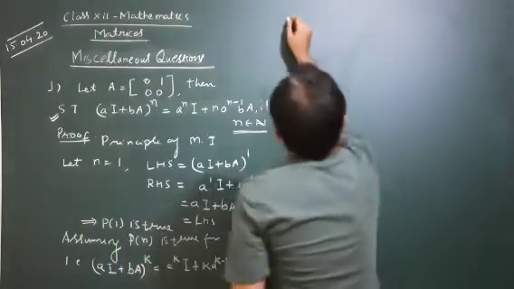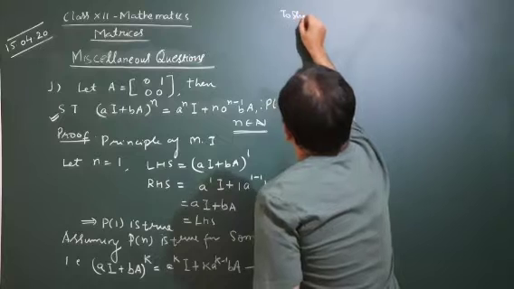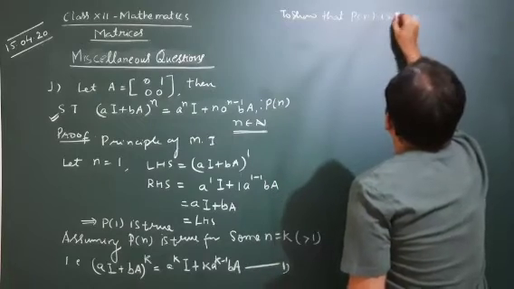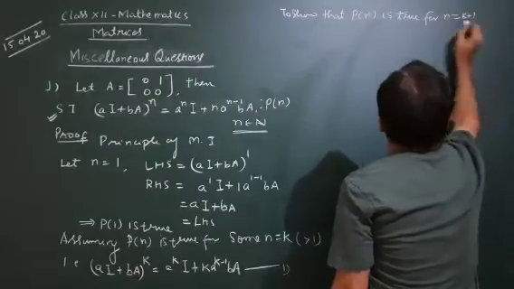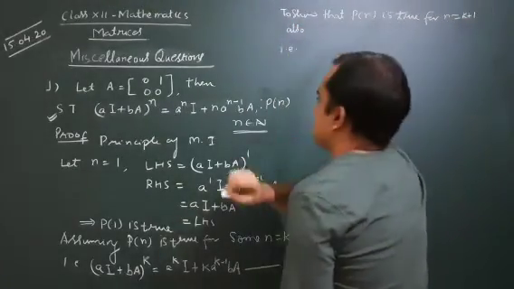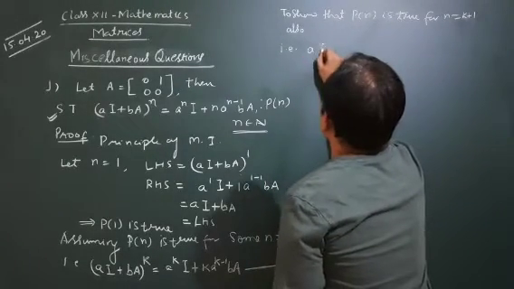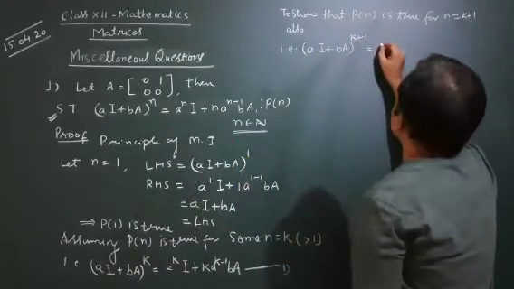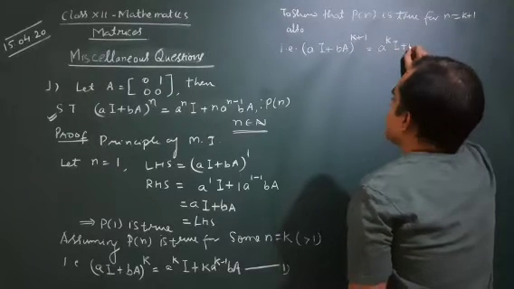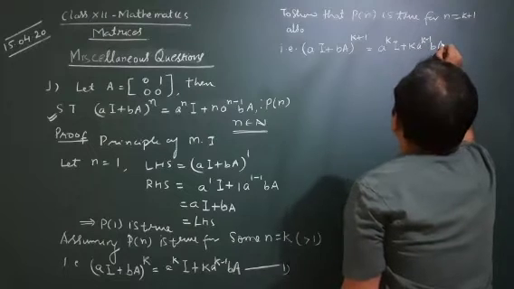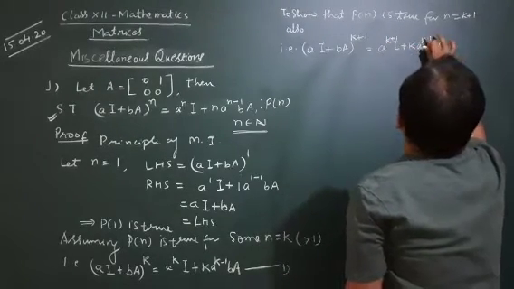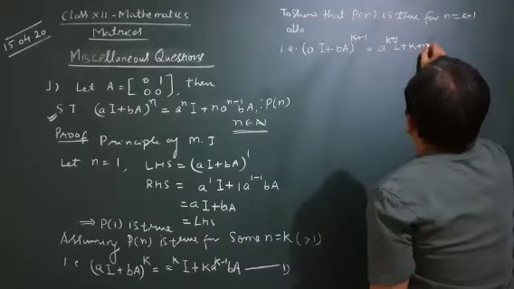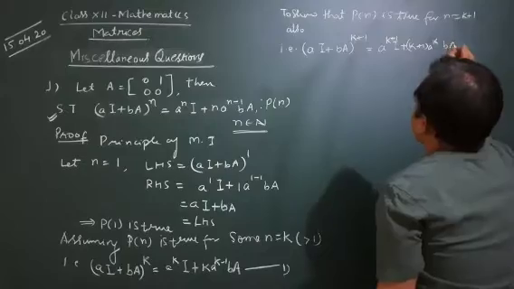Now to show that this statement P(n) is true for n equal to k plus 1 also. That is, let us write what we have to show by putting n equal to k plus 1. So it will be (aI + bA)^(k+1), replacing n by k plus 1, becomes equal to a^(k+1) I + (k+1) a^k bA. We have to prove it.